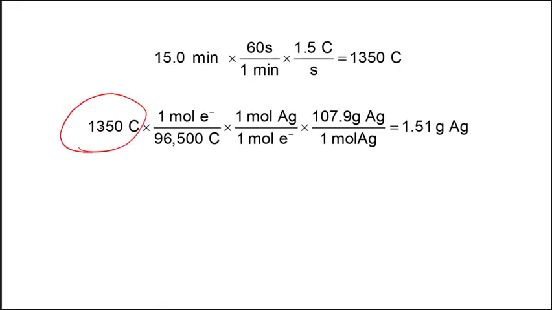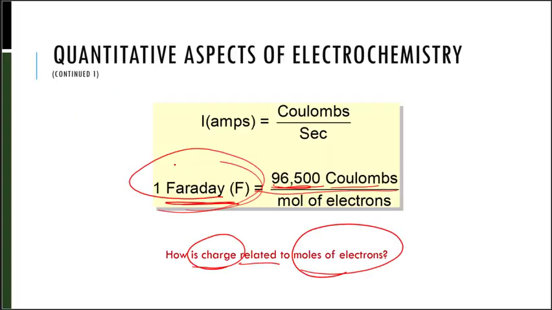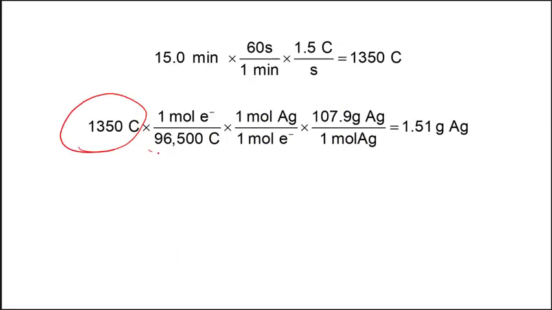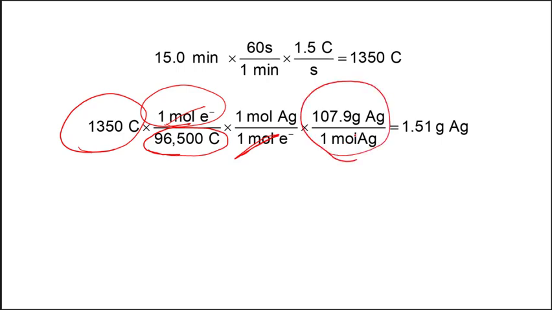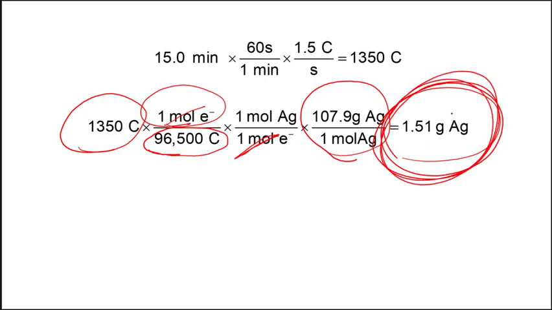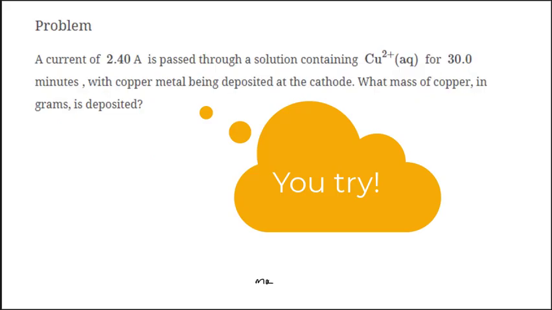We can then take that 1350 coulombs, and knowing what that Faraday is equal to, that 96,500 coulombs per mole of electrons, I can have my coulombs as the denominator for moles of electrons. I can then look back at my balanced stoichiometric ratios and say that for 1 mole of electrons, 1 mole of silver is being deposited. And then finally, I can look at my molar mass on the periodic table, and I can say 1 mole of silver has 107.9 grams of silver. That will let me see how much silver is deposited, which should be 1.51 grams. Using that same process, see if you can solve this problem.